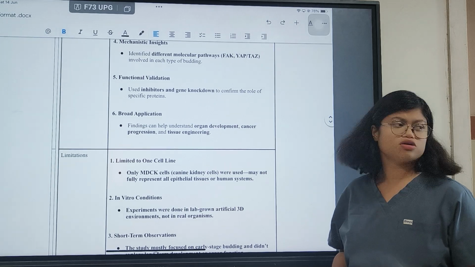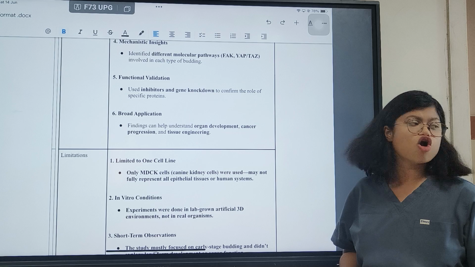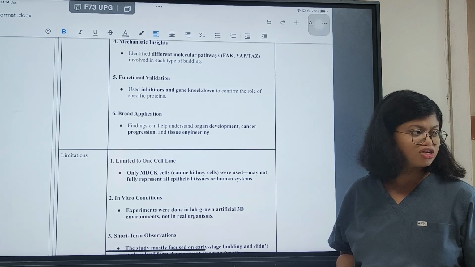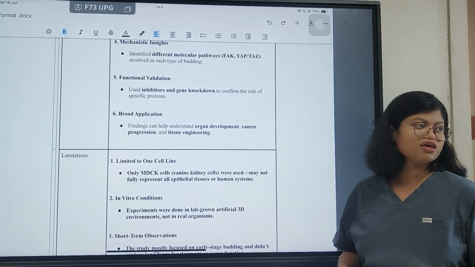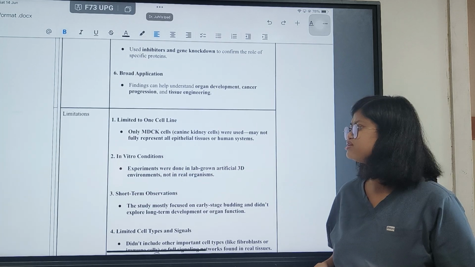And it had broad application. We can study organ development, cancer progression and metastasis, and we can implement it in future studies for tissue engineering applications as well.